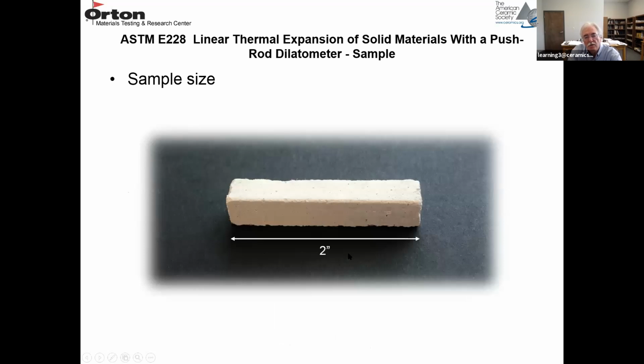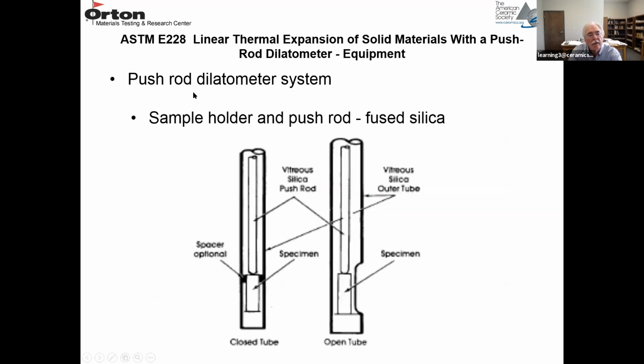This is a typical refractory sample. This one is 2 inches long and approximately a 1/2 inch in cross section. It looks like a castable, aluminum silica castable material.